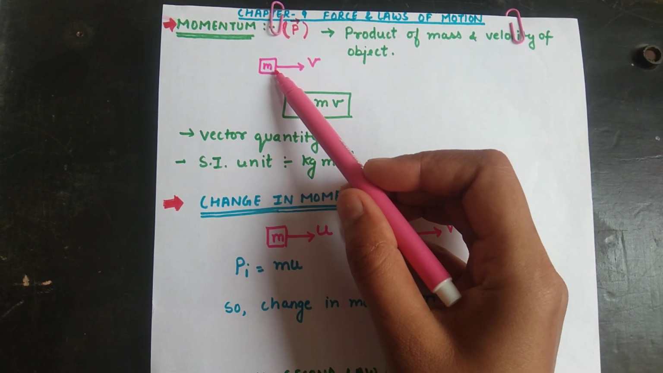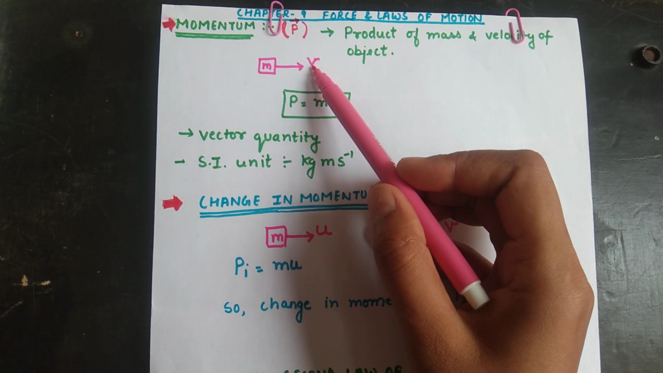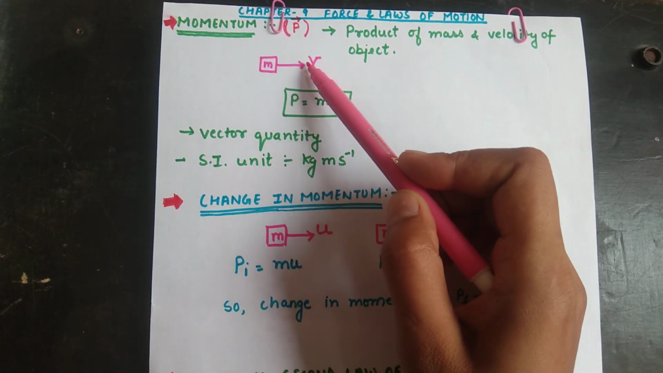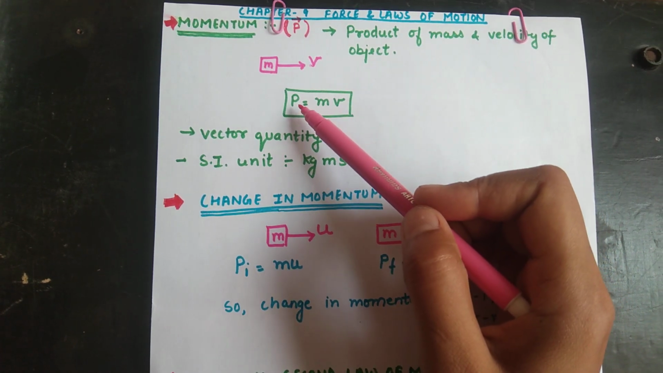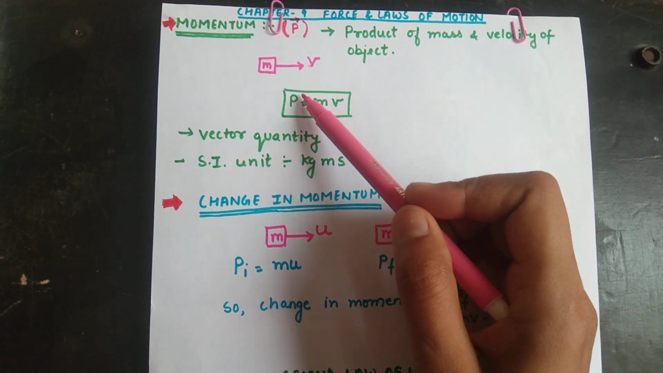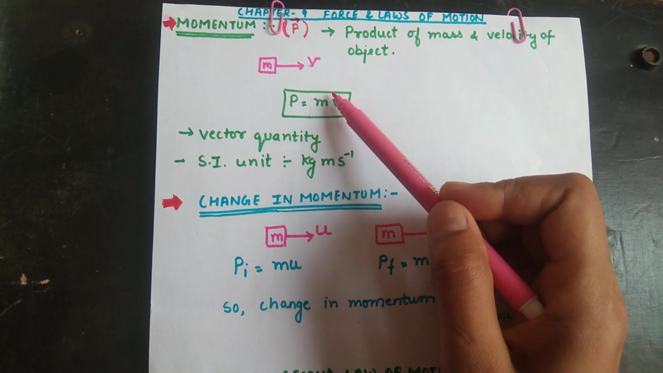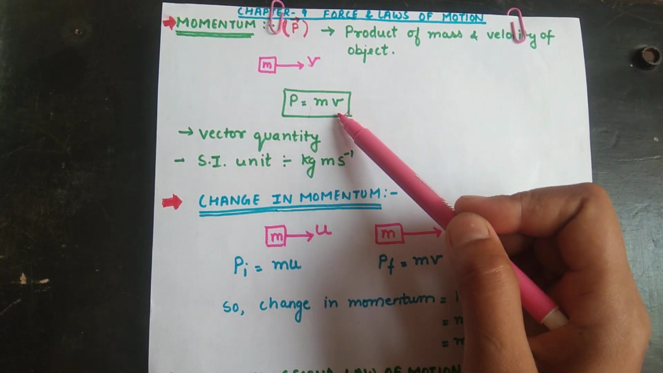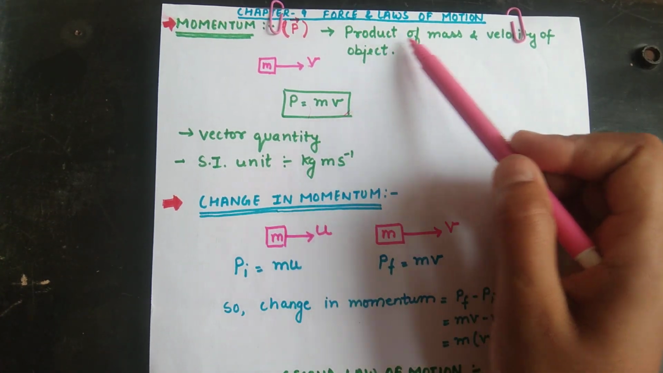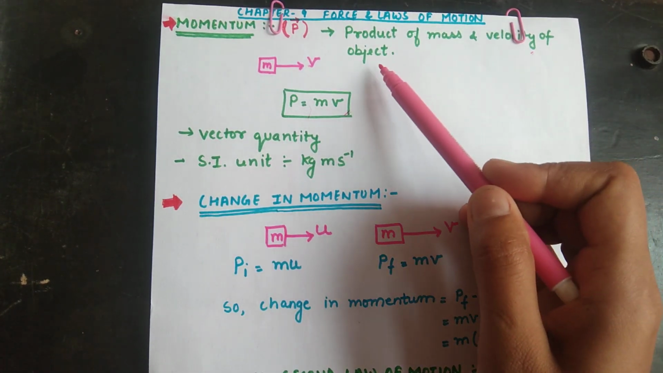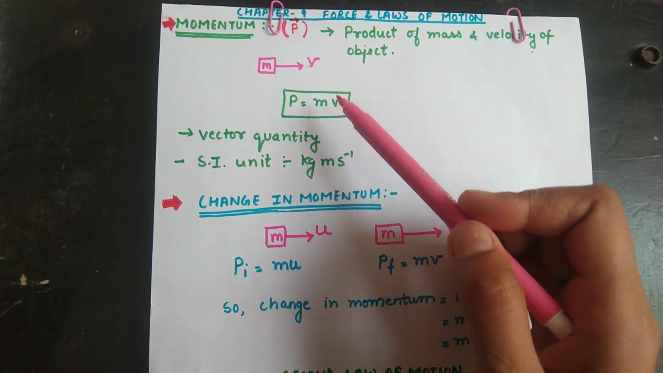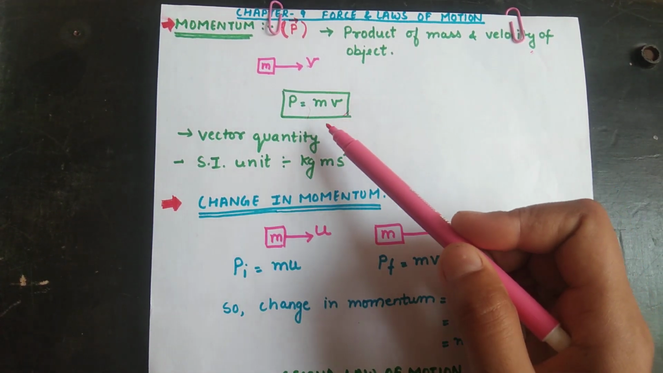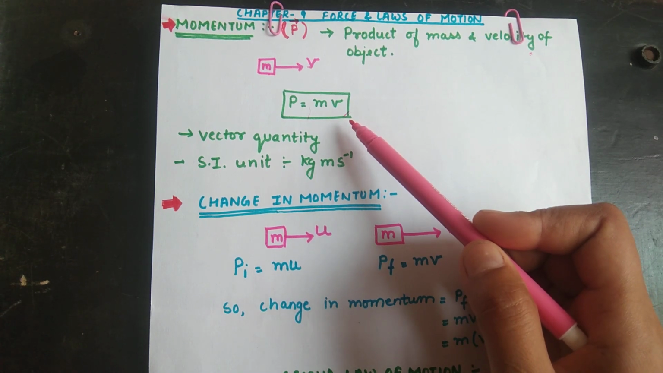Suppose an object of mass m is moving with velocity v. So the product of mass and velocity is called momentum. Momentum is that property of an object which represents its mass and velocity both at the same time. We can say the product of mass and velocity of a moving object is called its momentum. If the object is not moving, that means its velocity is 0. In that case, momentum will also be 0.